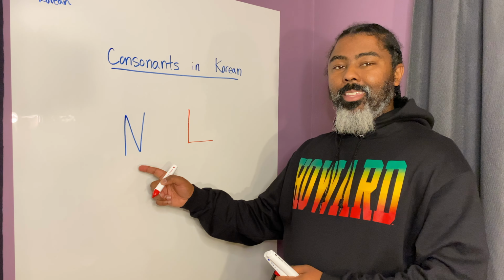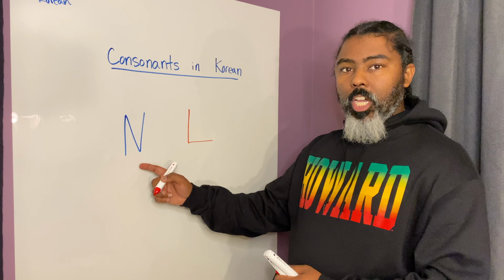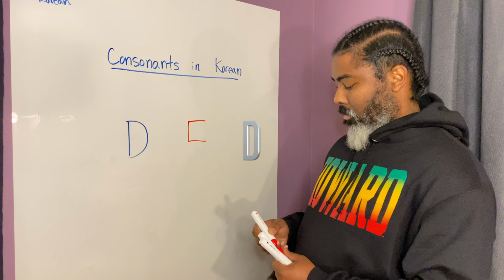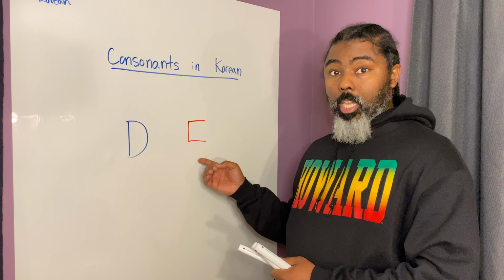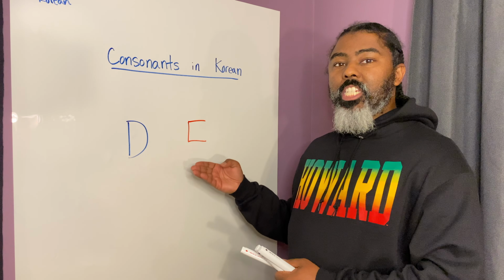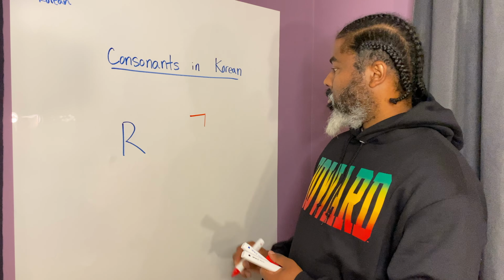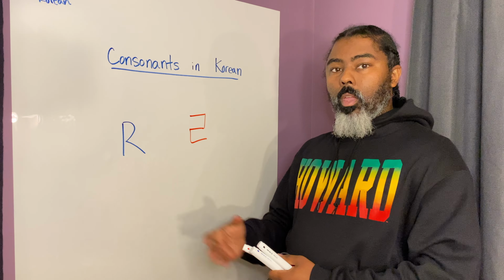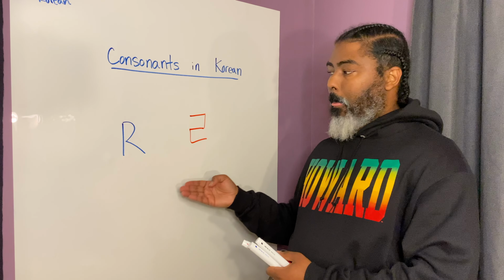The letter N in English, Niyun in Korean. N. The letter D in English and Digut in Korean. The sound D. The letter R in English, Riyul in Korean. The sound, R.